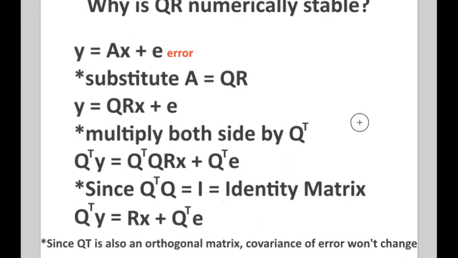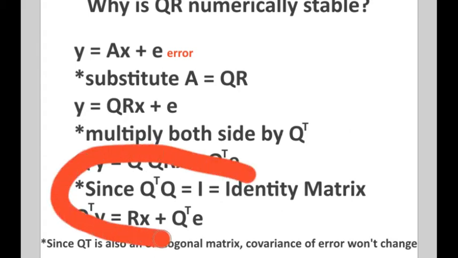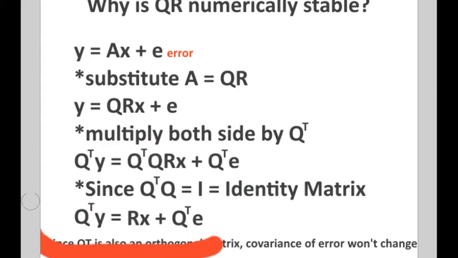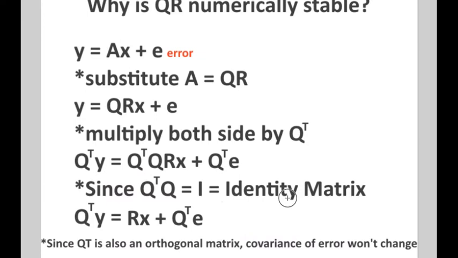Once we do that, we end up with this equation on the bottom: Q transpose y equals Rx plus Q transpose e. Now we were able to solve for y and Rx. The only thing we're worried about is this error. The error is what determines whether it's numerically stable or unstable.